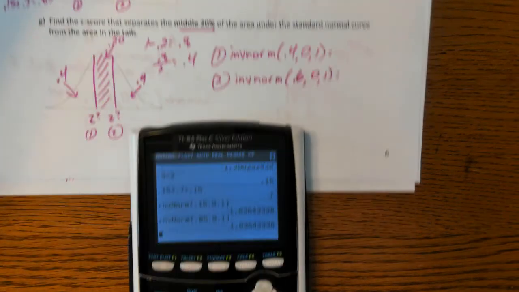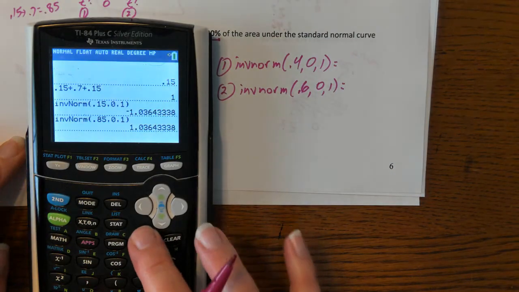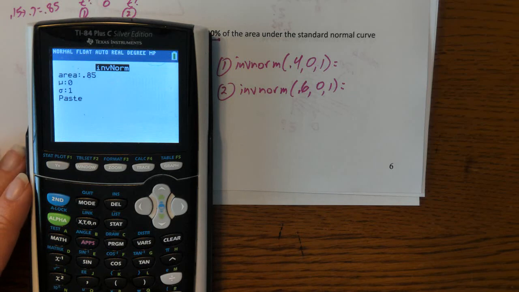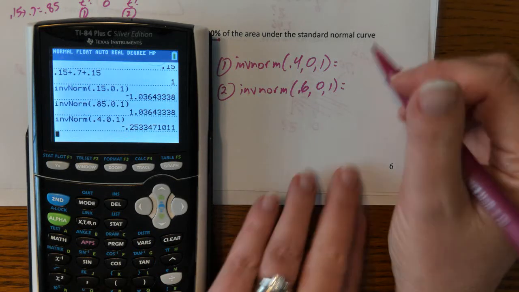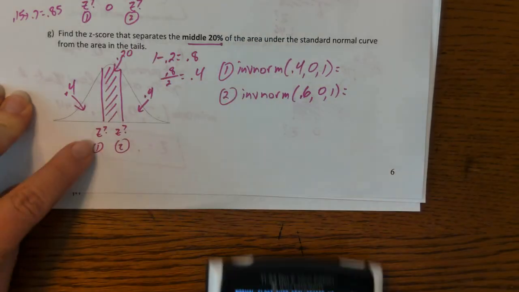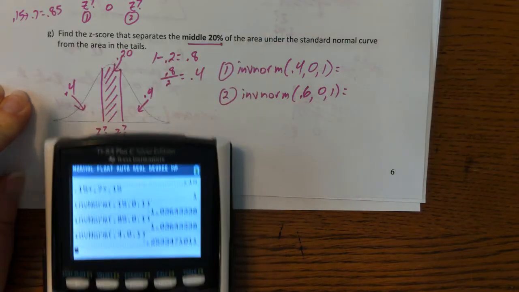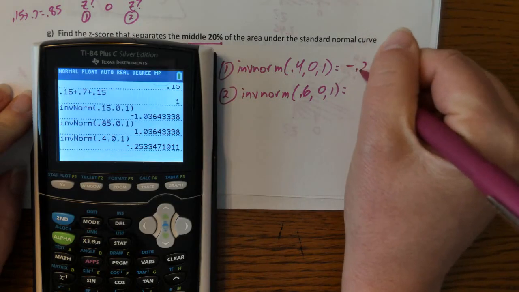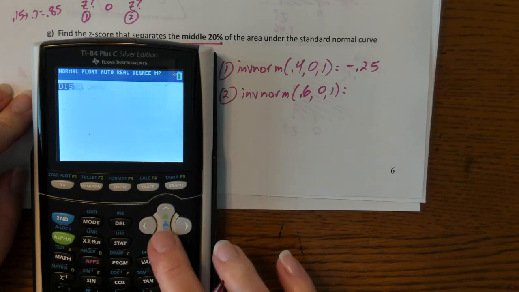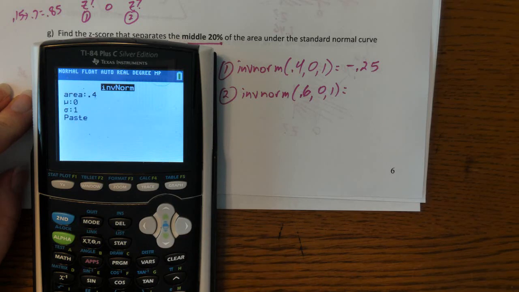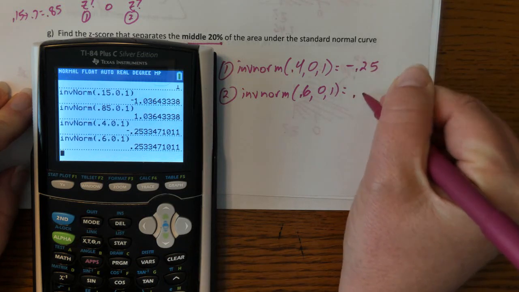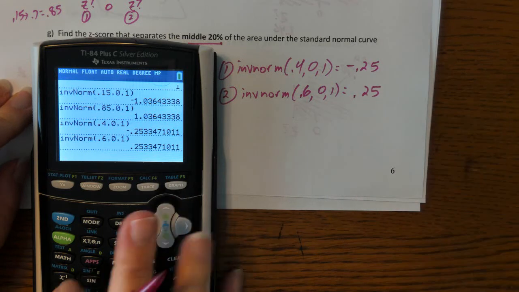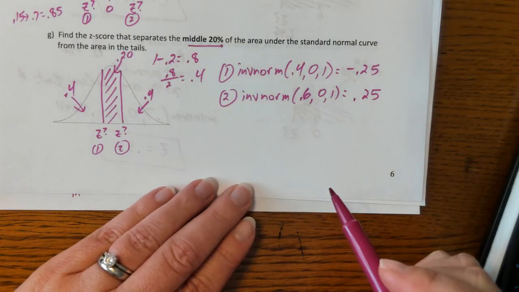And I can type those in. Second bars, inverse norm, 0.4, mean of 0, standard deviation of 1. That score, it is a z-score, remember. It's a z-score cutoff. We had the area, so negative 0.25, and then the one on the right, the area is 0.6. So positive 0.25 are our cutoff scores for these 2 z-scores right here. Okay?